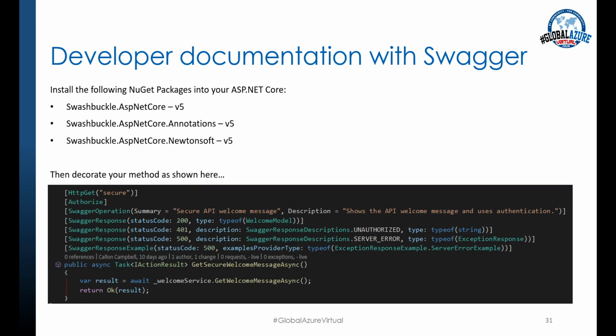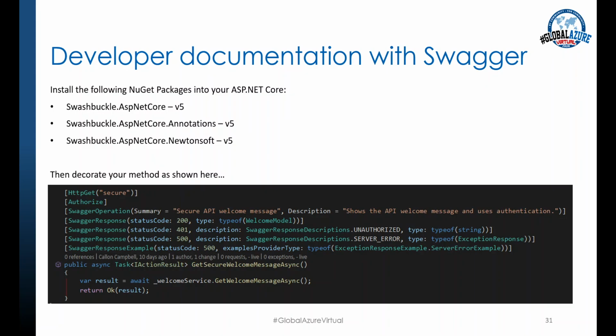So to do developer documentation, if you're in the .NET world, then you want to use Swagger. And if you're in ASP.NET Core, you want to add these three different NuGet packages. So look for Swashbuckle.AspNetCore. V5 is the current version.